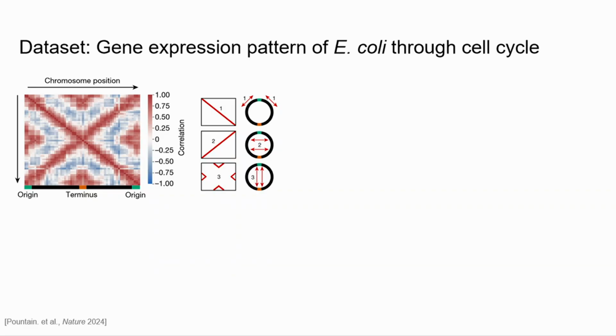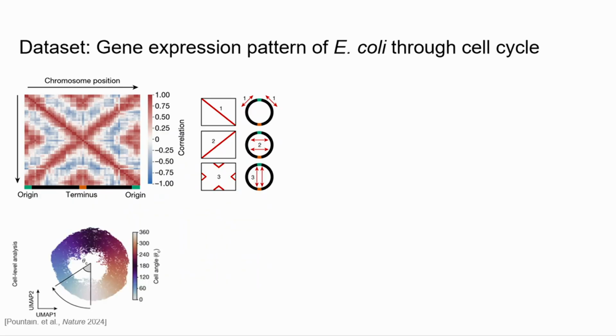After single-cell RNA-seq, when we measured the correlation between genes sorted along the chromosome, we saw three types of highly correlated genes. The first is neighbor genes. The second is genes equidistant from the origin of replication. And the third type of correlation that we saw is between origin- and terminus-proximal genes.